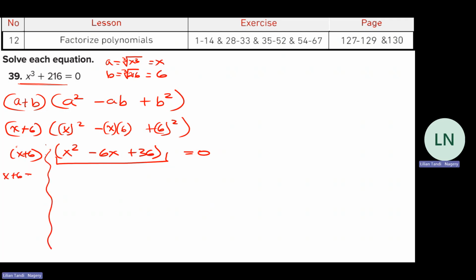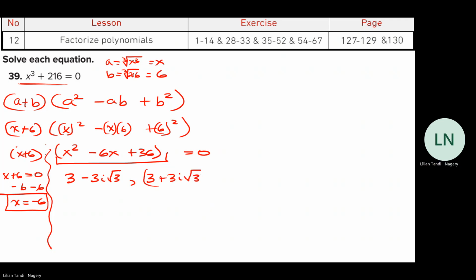x plus 6 equals 0. Minus 6 on both sides. This is x equals -6. This is your first root. So you need 2 more roots to come from here. Okay? When you solve, you should get 3 minus 3i root 3, and you should get 3 plus 3i root 3. And there are your 3 roots.